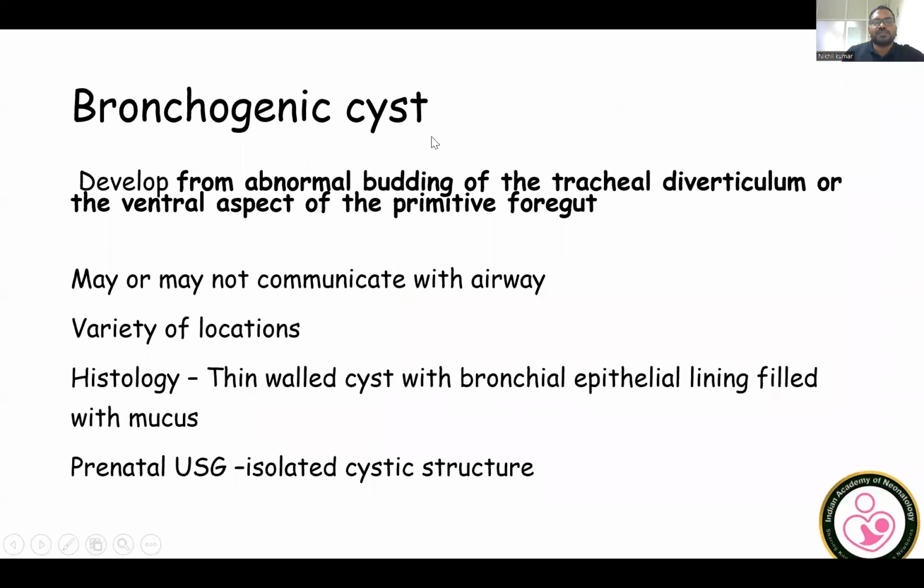So after this, we will discuss another topic, that is the bronchogenic cyst. This cyst develops from the abnormal budding of the tracheal diverticulum or the ventral aspect of the primitive foregut. It may or may not communicate with the airway, and it can be present in a variety of locations. Histologically, this bronchogenic cyst is thin walled with bronchial epithelial lining filled with mucus, and it can be diagnosed prenatally by the USG.